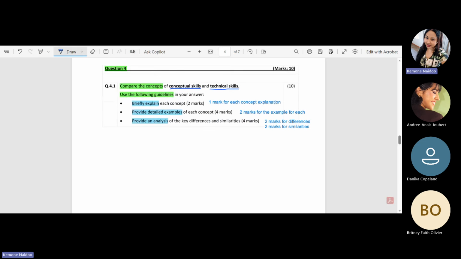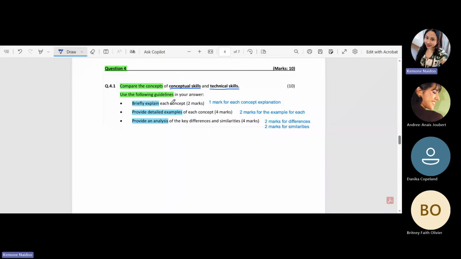Okay, so if we look at an explanation for technical skills, remember I said this is specialized knowledge and the ability to perform a specialized task within a particular field. So it's very important that you stick to that type of definition. Using words like specialized knowledge is great when you are talking about technical skills.